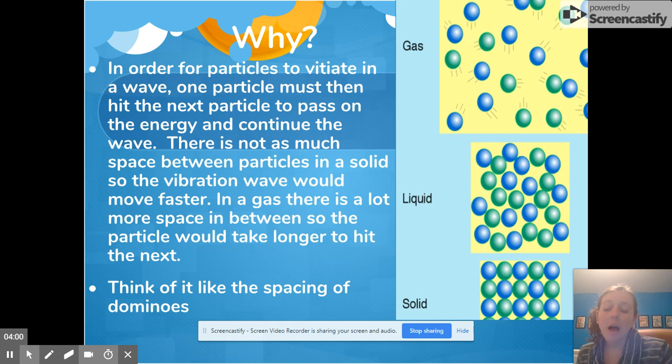In a gas, there's a lot more space in between the particles, so it would take longer to hit the next one. So my thought to you is think about dominoes. If you have dominoes and they're really spaced out, like gas molecules, it's going to take longer for one domino to fall and hit the next one. But if you have a solid and they're pushed close together, then you've got so much less space for one atom or domino to vibrate and hit the next one.